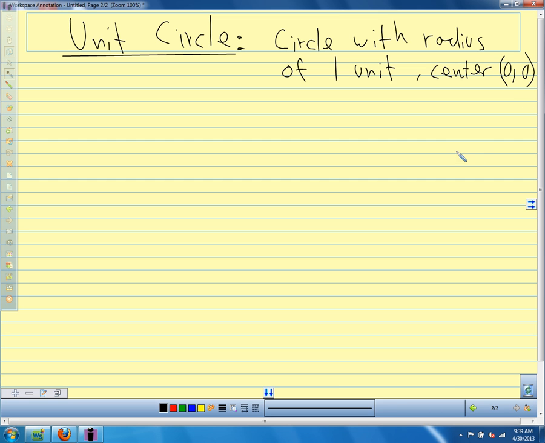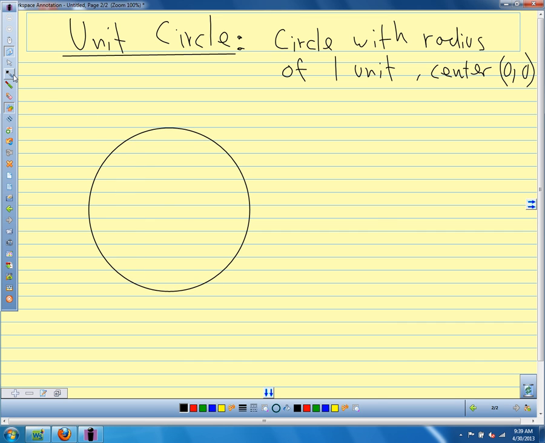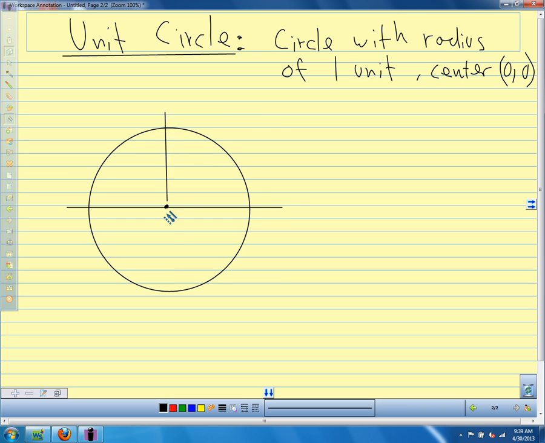And doing this makes our working with our trig ratios very easy. So let's draw a unit circle here. Here's our circle. Got a center. And we'll draw our x and y axis. And we're going to put a point here on the unit circle. And we'll call that point P. And the coordinates of P, if we're graphing that point, are just x and y.